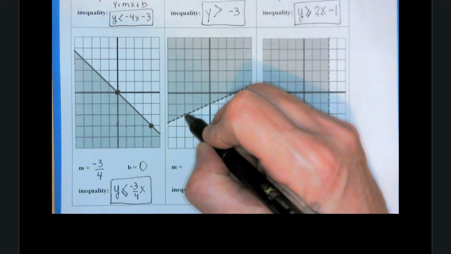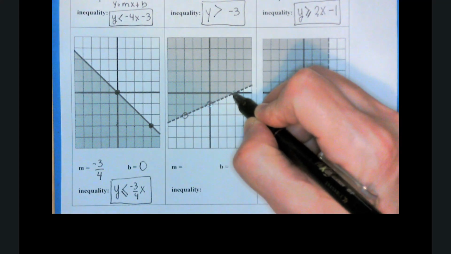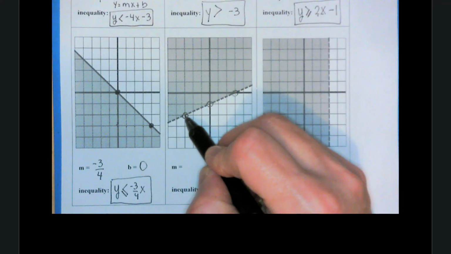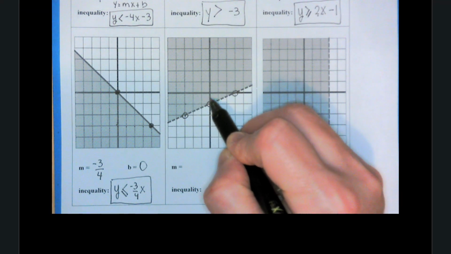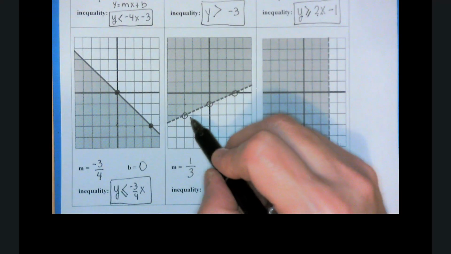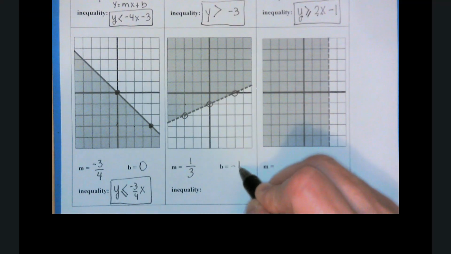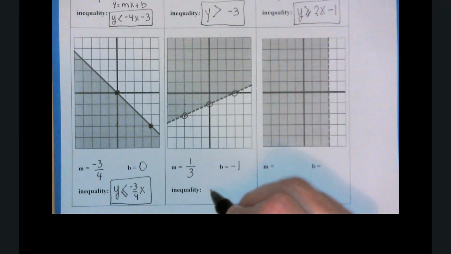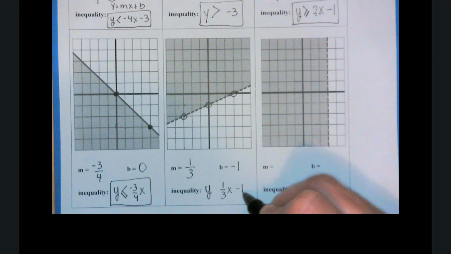Next one, I'm going to find good points. Here's my 2 good points. I have more, could be this one too. Starting from the left, I'm going to go up 1 over 3, up 1 over 3. So that tells me my slope is 1 over 3. My y-intercept is where the line touches the y-axis, which is right there, negative 1. So my inequality is going to be y, 1/3 x minus 1.